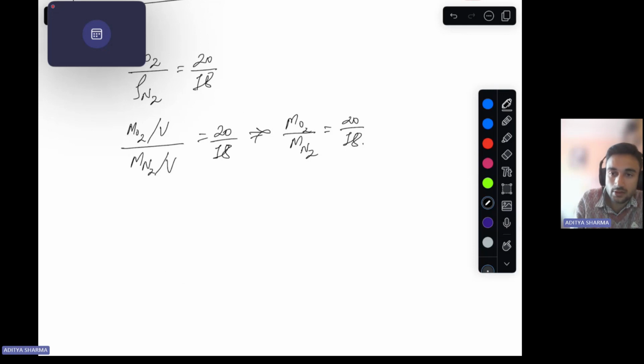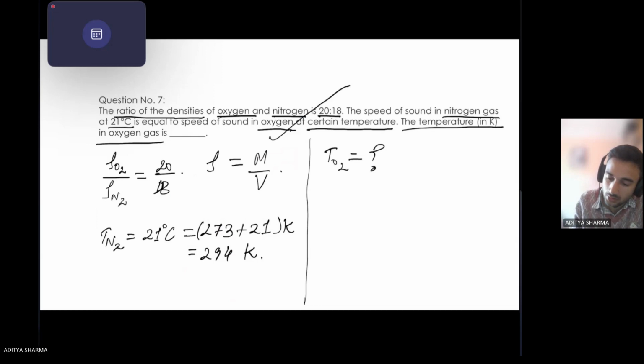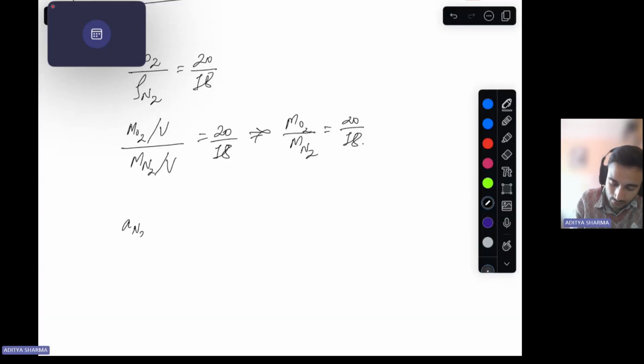It's given that the speed of sound, alright? Speed, we represent speed by A, alright? Speed of sound in nitrogen gas at 21 degrees Celsius, so at 294 Kelvin, equals to speed of sound in oxygen at some T. All right. So the formula for speed of sound is A equals to square root of gamma RT by M.